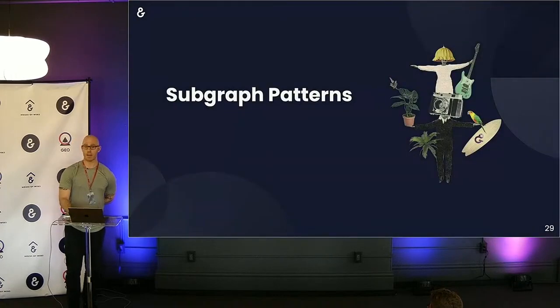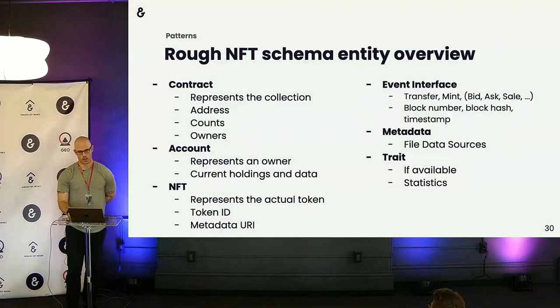So let's go into some patterns that you'll be seeing. I'm just going to go over these quickly. You'll see these a lot in subgraphs, and then in a more advanced subgraph I'll show you in a second, you'll see these for sure. A rough NFT schema entity overview. Generally speaking, when interacting with an NFT, you're going to want to know information and aggregate that information in a contract entity, an account entity. You're going to want to understand information about the NFT. You're going to want to understand its traits, metadata, the event interface. You're going to want to understand all this. You might not get all this right now. Don't worry. I'll go into this in another subgraph in a second.